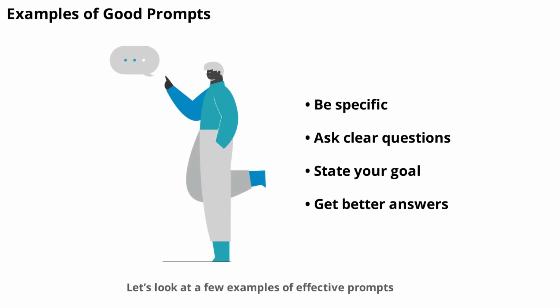Let's look at a few examples of effective prompts. If you want to learn about a topic, try "explain how photosynthesis works." For creative writing, you might say, "write a short story about a dragon." If you need help with a task, ask, "Can you help me plan a weekly schedule?" These clear, specific prompts help ChatGPT give you the best possible answers.